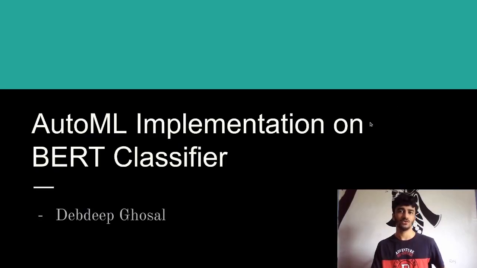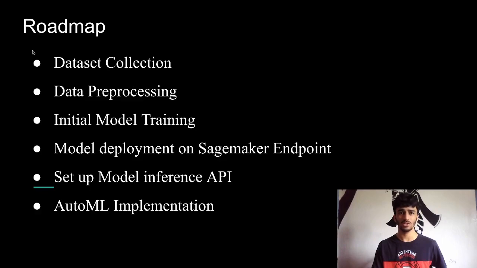Hey guys, in this video I'm going to explain how I have implemented AutoML practices on a BERT classifier model on AWS. Okay, so this is the roadmap that I have followed. The first one is dataset collection, then we'll be pre-processing the data, then after that the initial model will be trained, then that initial model will be deployed on a SageMaker endpoint, then after that the model inference API will be created, and after that we will implement the AutoML practices.